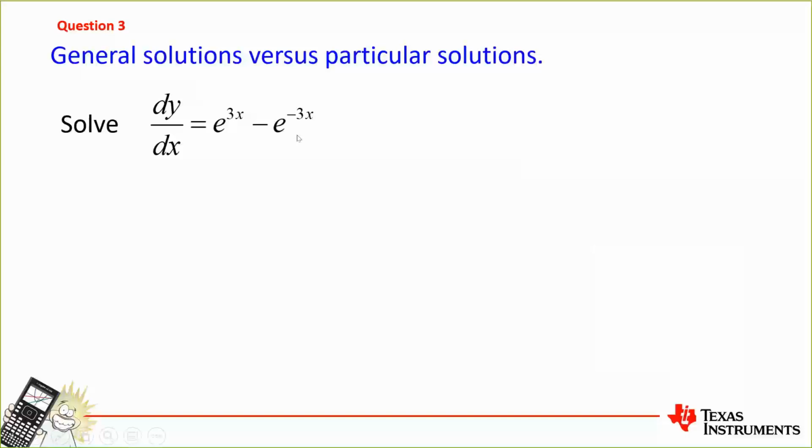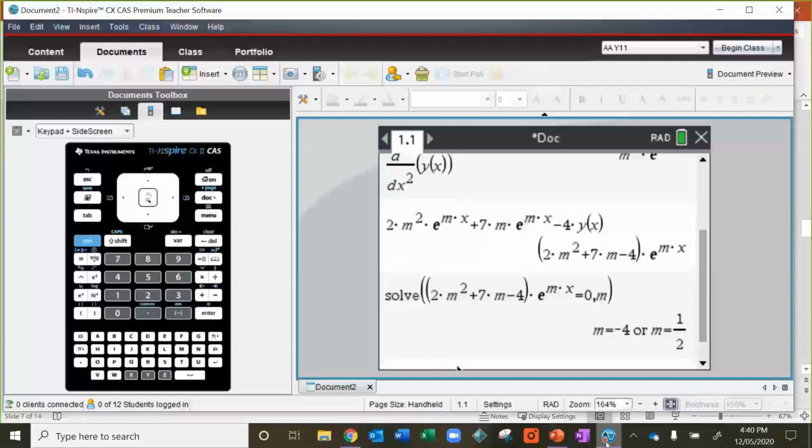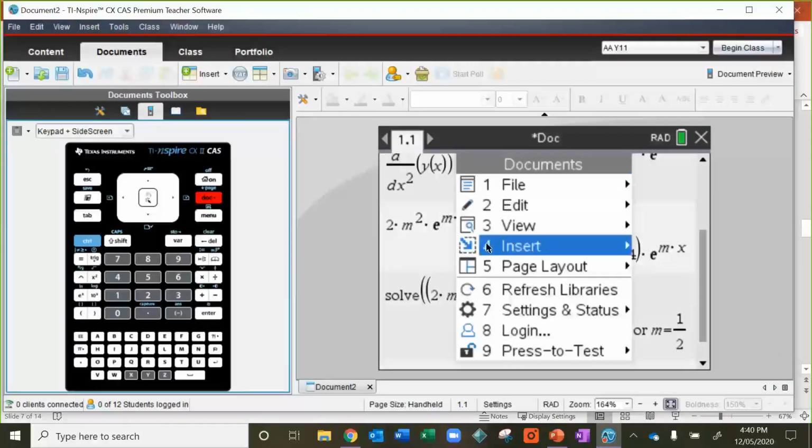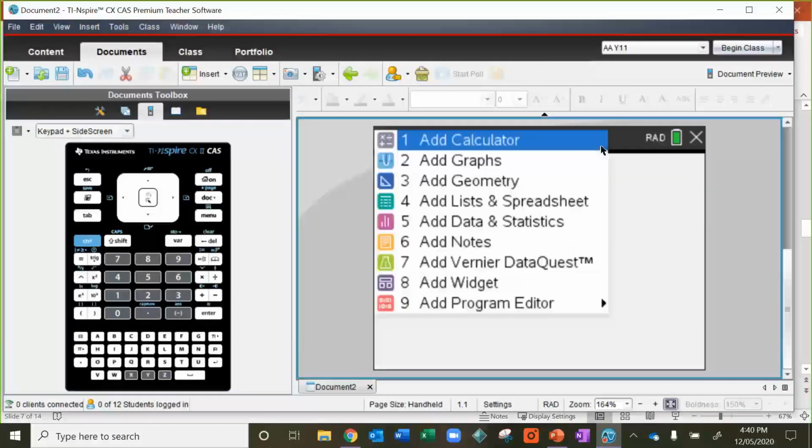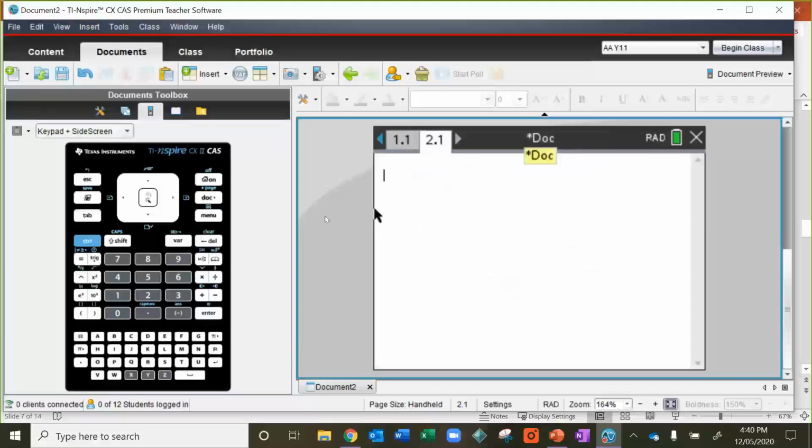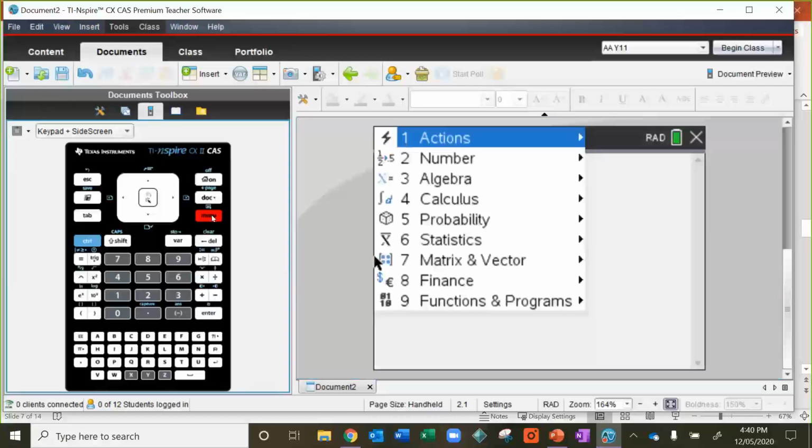So let's try this question first on the calculator, and I will put a new problem so I don't have any interference there. Now, the trick here is that I'm using CX2, and those of you who have CX will have a slightly different view. I'll talk about it in a second.